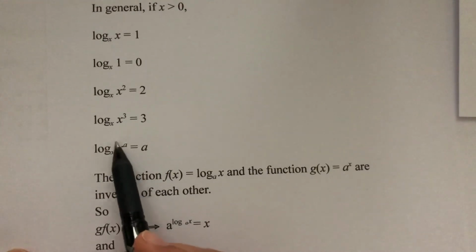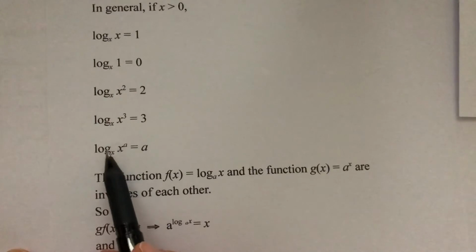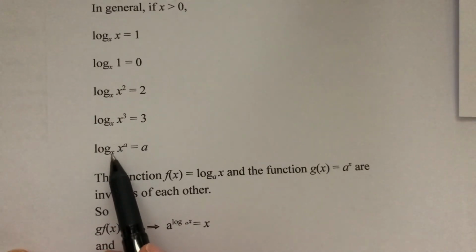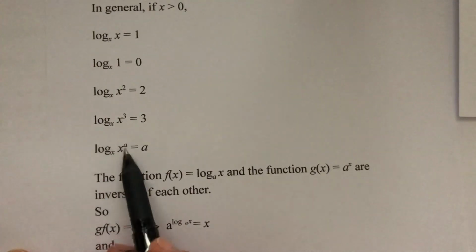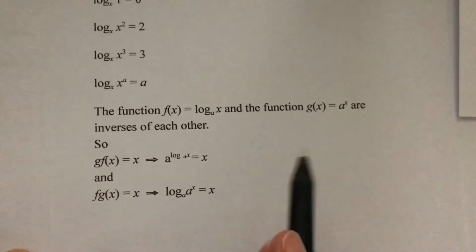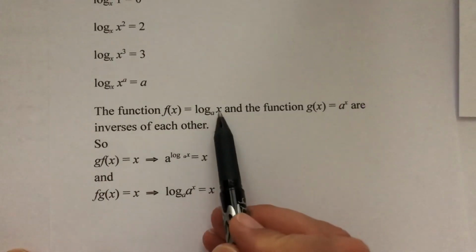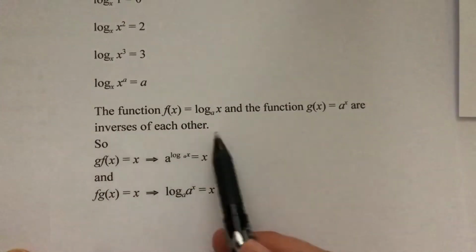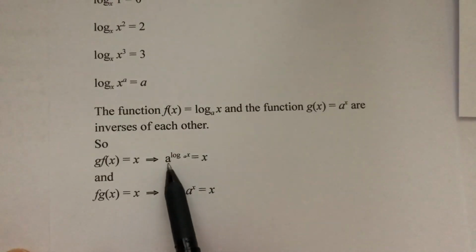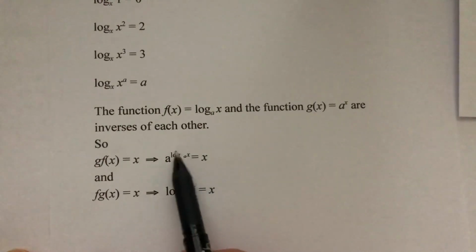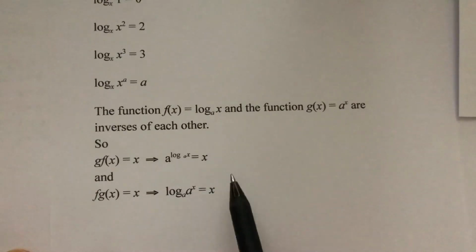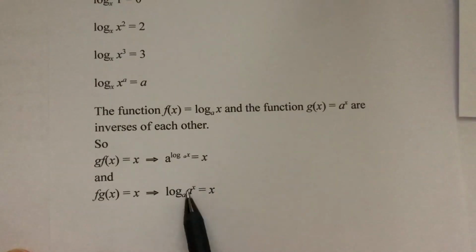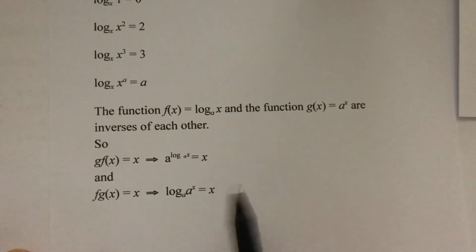So what happens is these are inverses. The log to the base x of x to the a cancels out and gives you a. So here I've said log to the base a of x and a to the power of x are inverses of each other. So a to the power of log to the base a of x is x, they cancel each other out because they're inverses, and similarly for that, they're inverses.